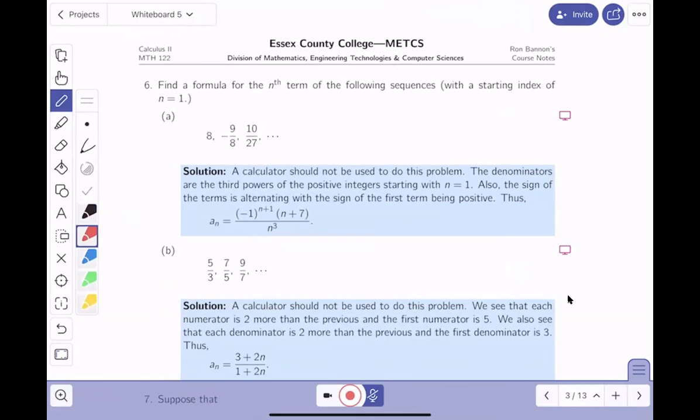Well, for one thing, I'm looking at the problem and I don't see the fraction on the first term. So I'm going to write this down as 8/1, comma, minus 9/8, comma, 10/27.